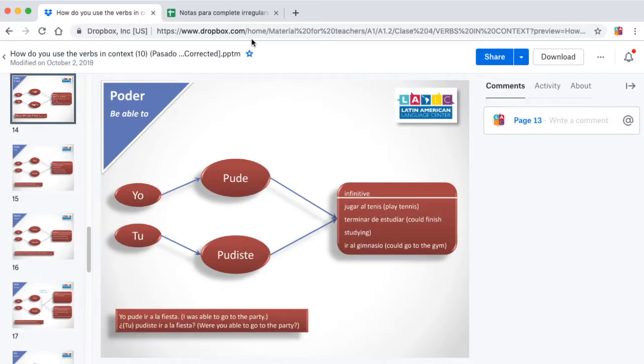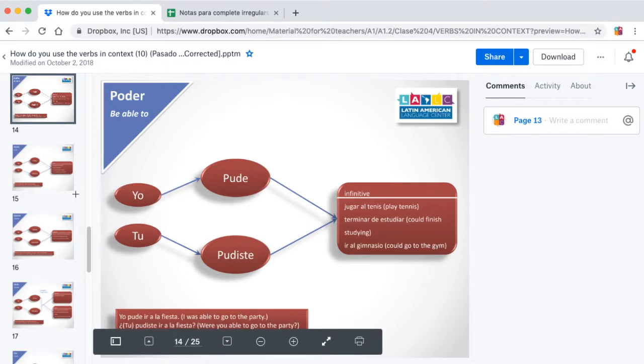And then I'm going to move on with the questions. Don't worry, I'm going to help you how to ask questions. But for now, I'm just giving a general example of how to use these verbs.